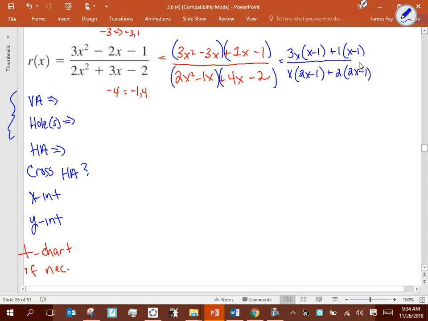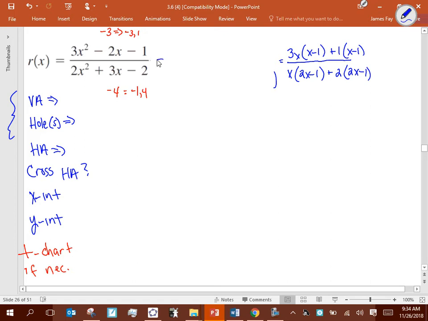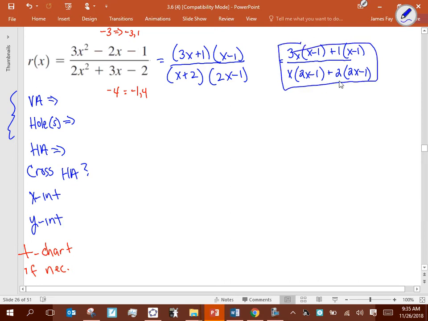So now, is everybody good with the stuff in the red? Can you rate the stuff in the red? So now what this thing here would look like is 3x plus 1 times x minus 1 over x plus 2 times 2x minus 1. Is everybody okay with what's in that box? Can you rate that?